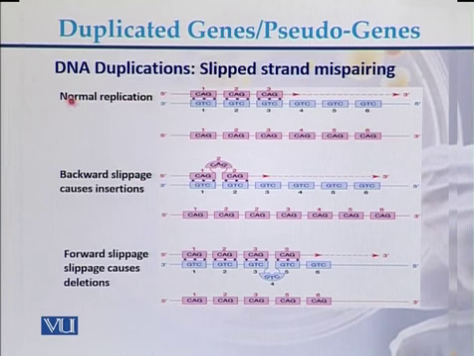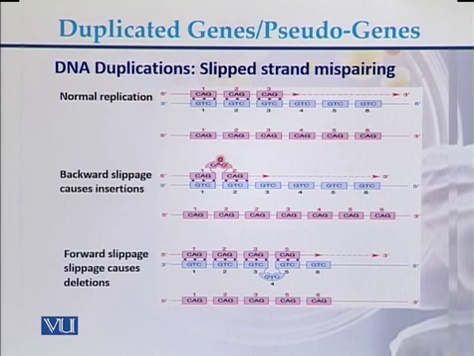This is the normal replication process in which we can see two strands, 5 to 3 and 3 to 5, and this is the normal replication. But in case of backward slippage, we can see that a small sequence which was denoted as 2 was backward slipped.